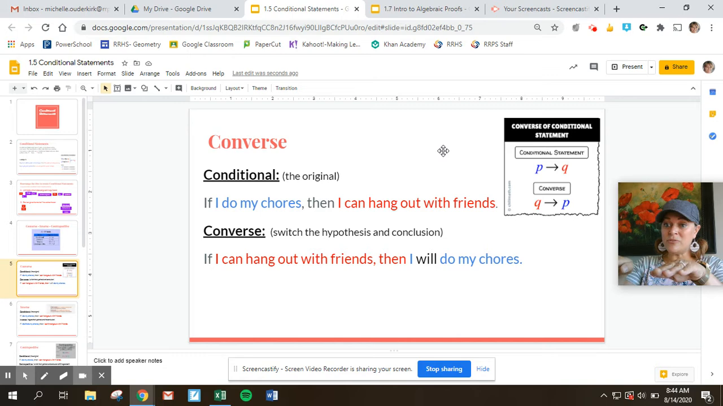So visualize shoes and just switching the feet. So if I do my chores, then I hang out with friends. Switch. If I hang out with friends, then I do my chores. So here's these examples, and visually here are those examples.